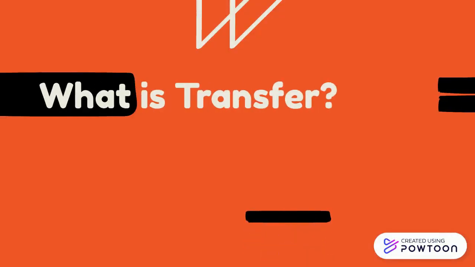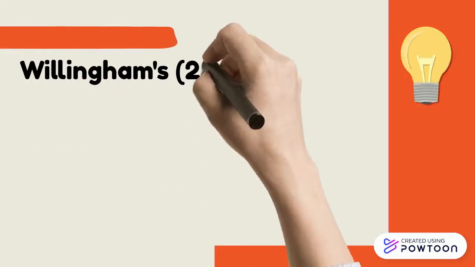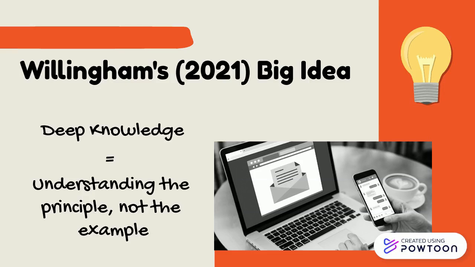Transferring knowledge means applying what you've learned in one situation to another. It's about using your knowledge in different ways. Willingham's key idea is that deep knowledge comes from grasping the underlying principle, not just memorizing examples.